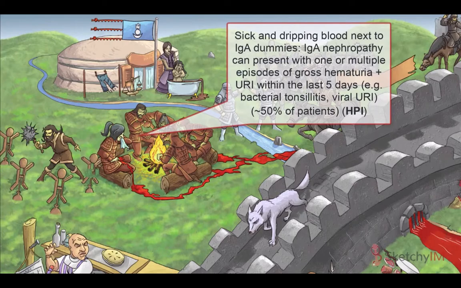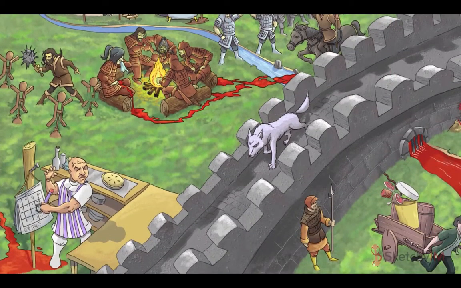About half of patients with IgA nephropathy present with one or multiple episodes of gross hematuria along with a URI within the last 5 days, such as a bacterial tonsillitis or viral URI. This is dubbed a synpharyngitic hematuria because the hematuria and URI occur together. So we've added some trickling blood to this sick soldier next to the IgA training area.